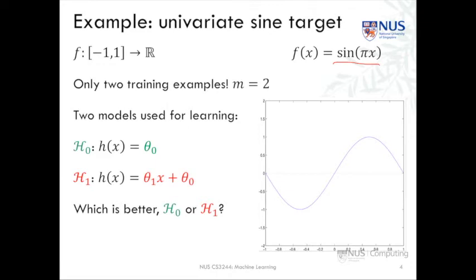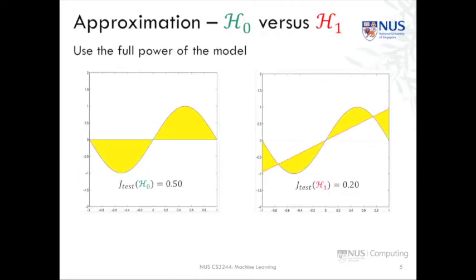Well, the problem here is we need to clarify what we mean by better. Better for what? Better for learning? Better for approximation? What do we mean? Well, the first thing we can ask ourselves is which one of these two hypothesis sets can best approximate the target function. Here we get to use the full power of the model to pick whatever hypothesis we want to represent the actual target function. So we're not going to hide the target function here. We're just going to give the target function outright and ask what's the best hypothesis that can be returned for each of these two models.